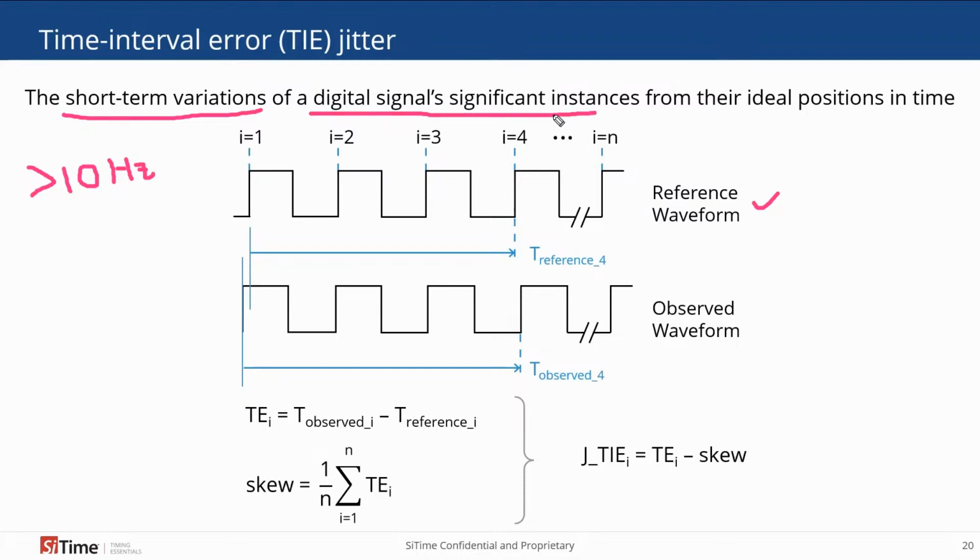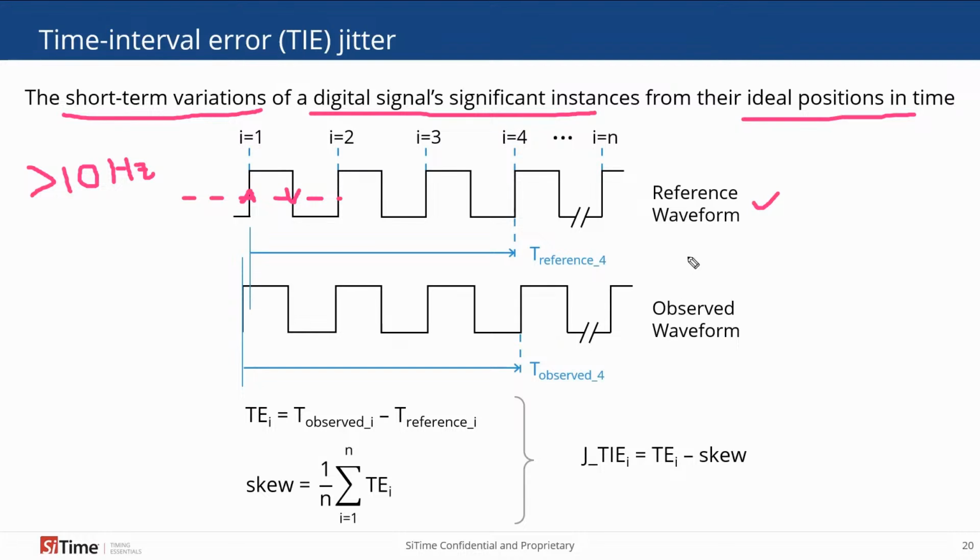And what does the digital signal's significant instances mean in this situation? Well, the significant instances for measuring jitter are the rising and falling edges. And that's because where we have the threshold voltage that intersects the waveform, that's where we actually measure jitter. And compared to the ideal references, ideal positions in time, that simply means that we require this reference waveform in order to measure jitter in the observed waveform.